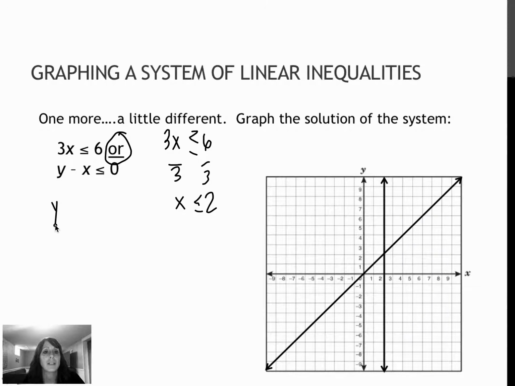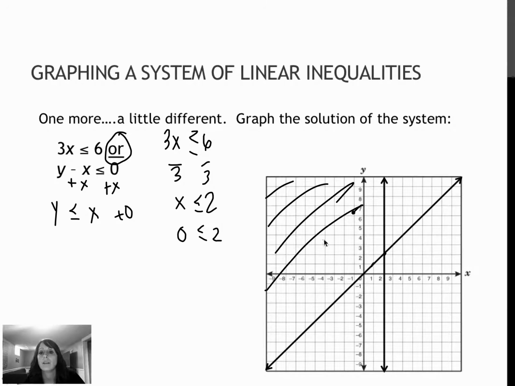This line, I would say, is y, if I added x, is less than or equal to x, which is this line, starting at 0, using a slope of up 1 over 1. And again, if I used a test point on the first one, I would get that 0 is less than or equal to 2. And so that would mean that I could shade all of this.